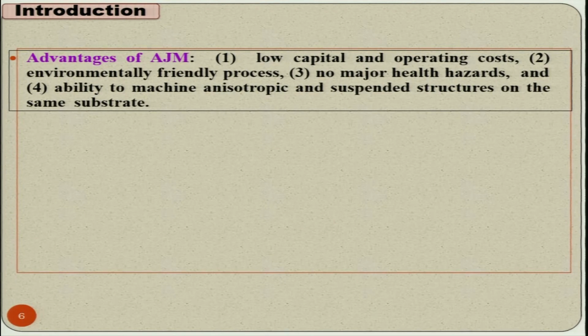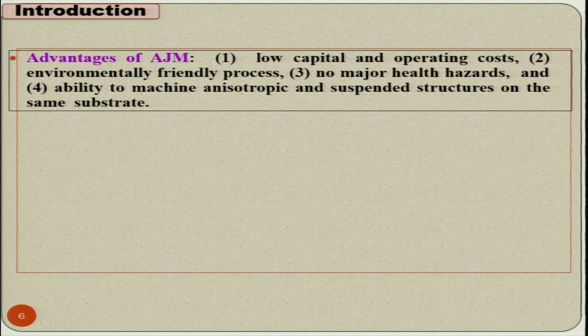Advantages of abrasive jet machining or abrasive jet micromachining process are low cost of capital investment, and operating cost is also low. It is an environmentally friendly process, which means it is not going to affect the environment surrounding the equipment. No major health hazards are there, and there is the ability to machine anisotropic and suspended structures on the same substrate.